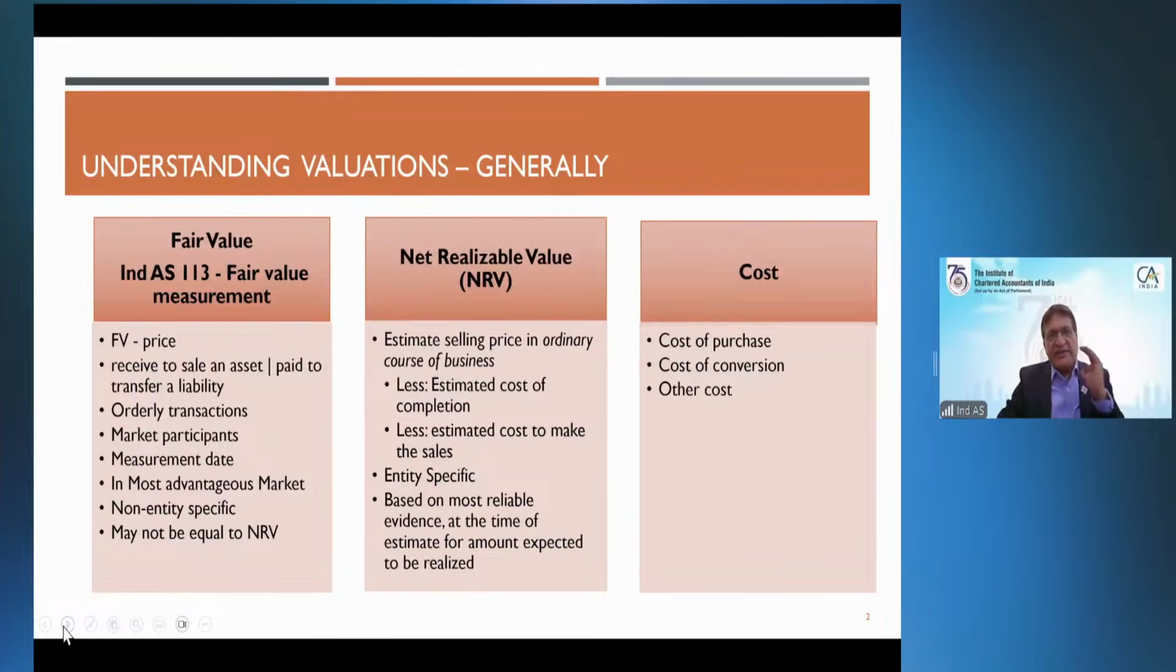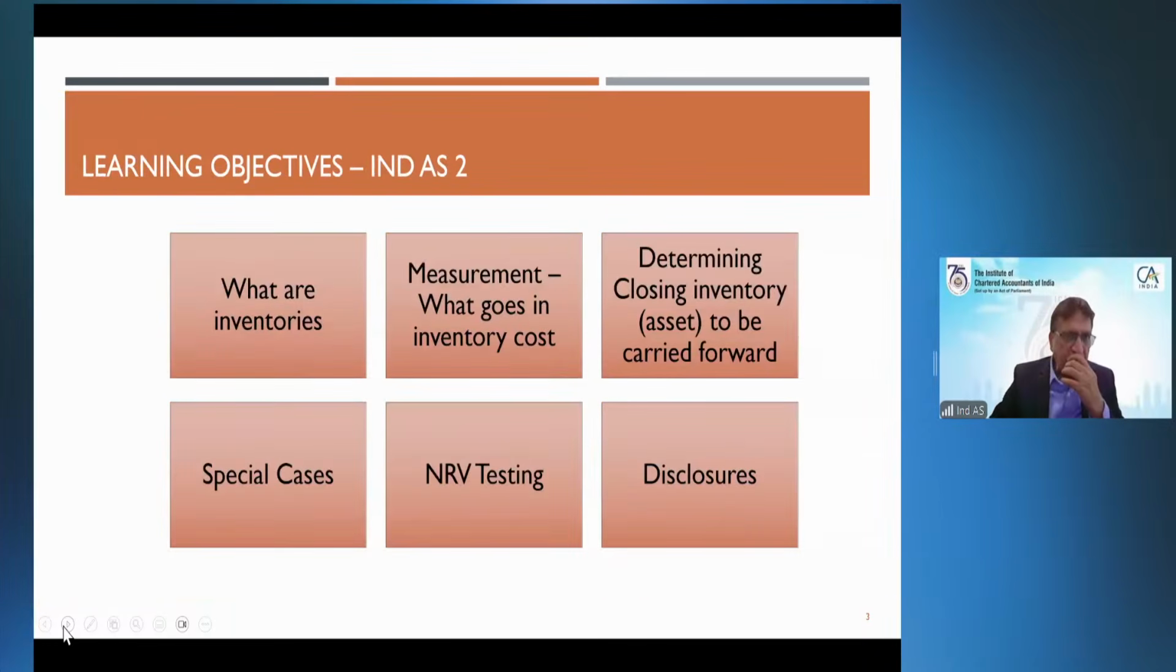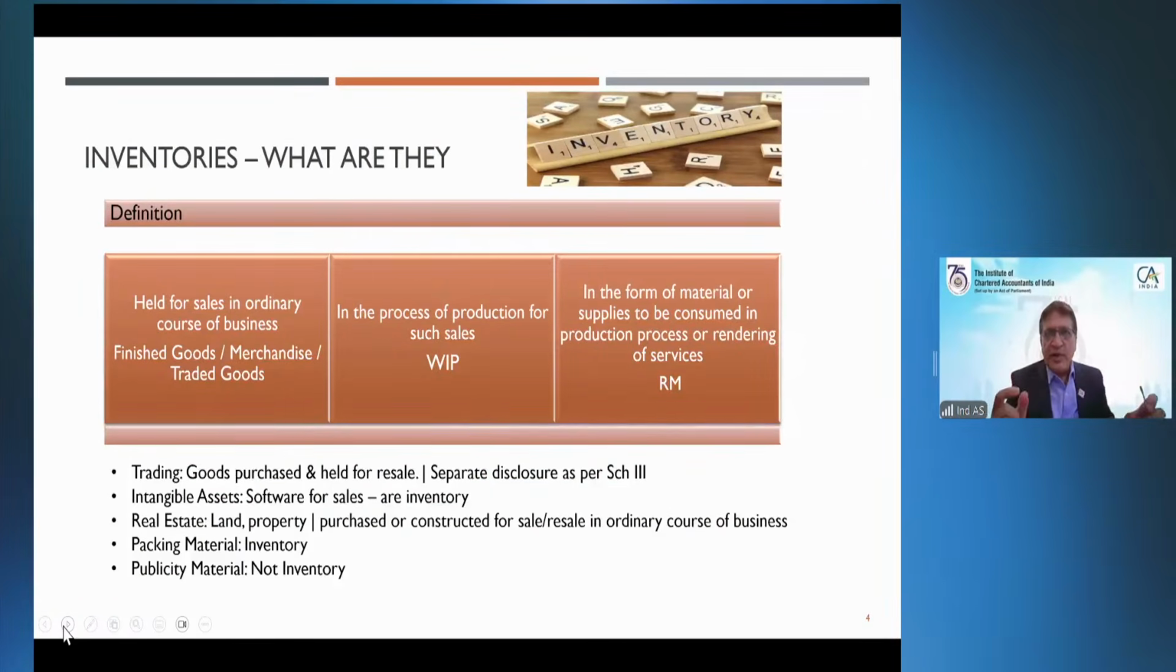So, after understanding the fair value versus NRV concept, let me go ahead. Our learning objective, let me give you a perspective. This is not more of an India's class, but more of a deep dive into India's to learn the nuances. So the basic standard I'll cover in a very quick manner so that we do not miss the key discussion that could happen. So let's go on to what are the inventories.